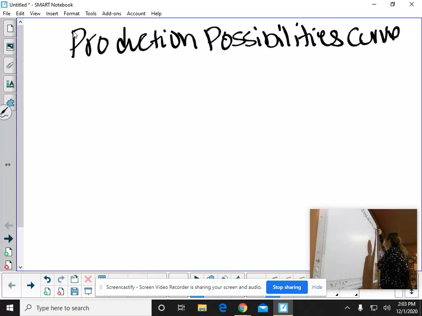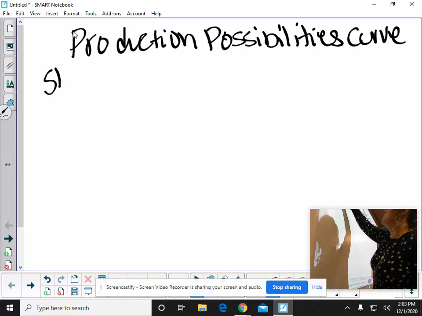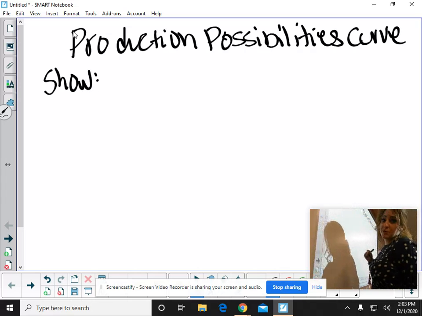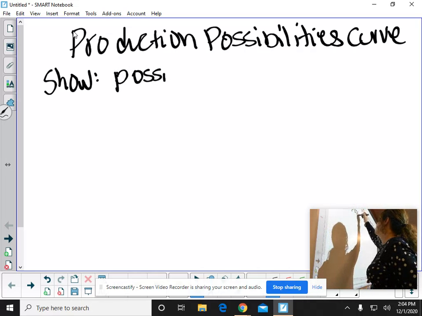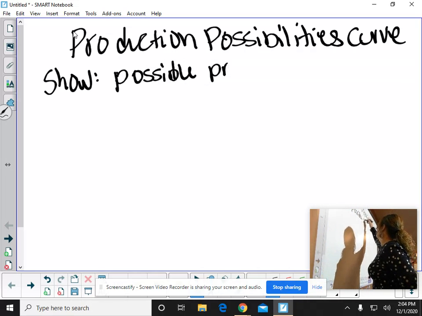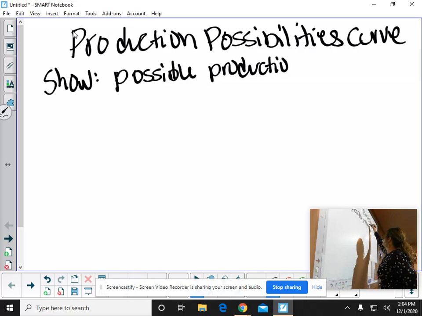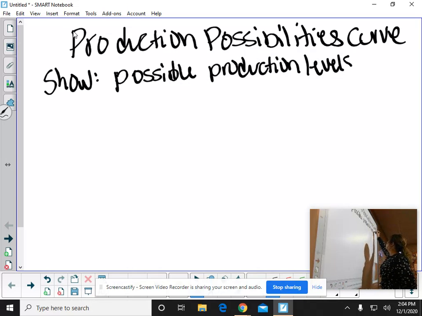The production possibilities curve, what it illustrates, what it shows us, is how much you can possibly produce with a given amount of resources that you have. It shows production levels, or possible production levels, with a given amount of resources.